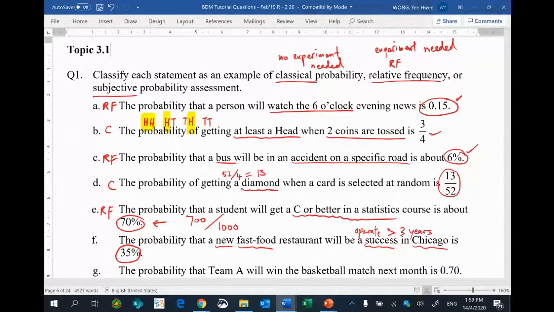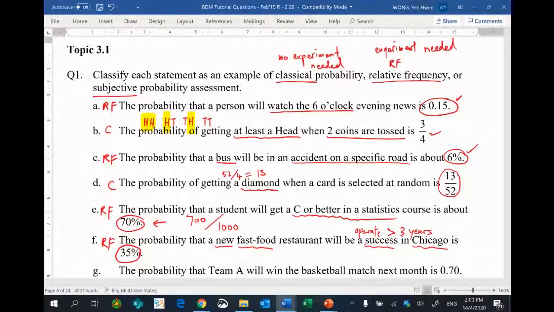So are you able to find out fast food restaurants in Chicago and how many have operated 3 years and above? At least 3 years. They want a new one, right? So you can just do a check and count. So you are able to get the data. And the data tells you 35%, probably 35 out of 100, so 35%. Do you need the data to tell you the answer? Yes. Are you able to collect the data? Yes. So both yes equal to relative frequency.